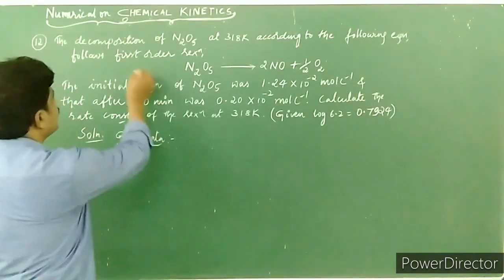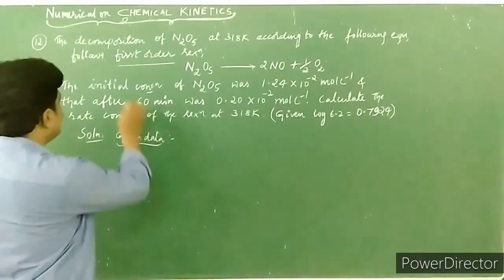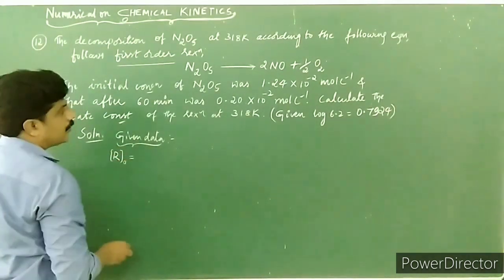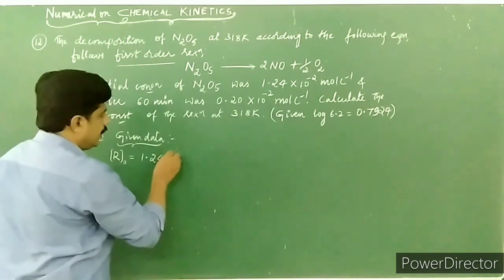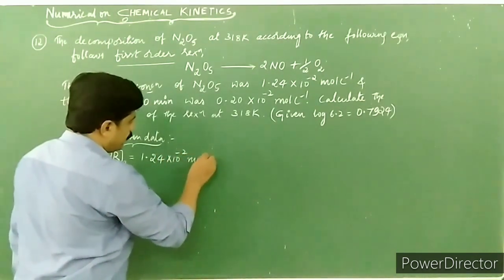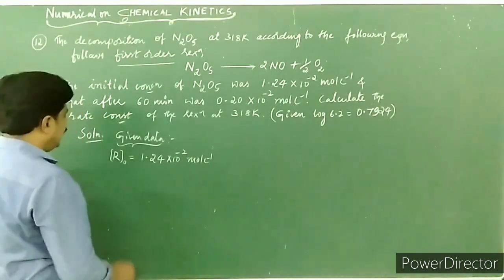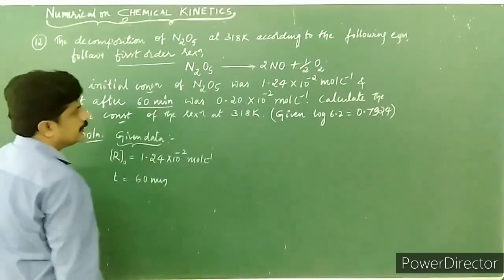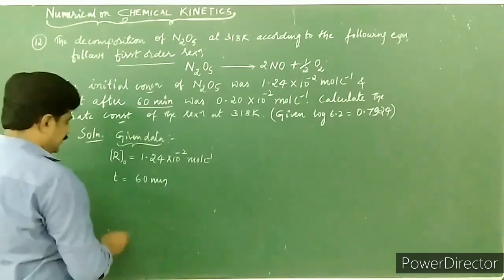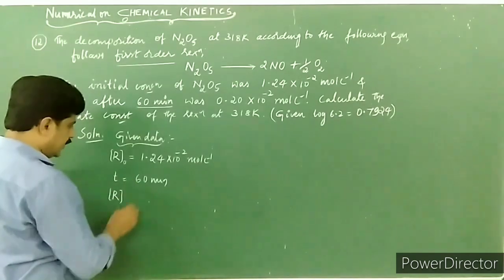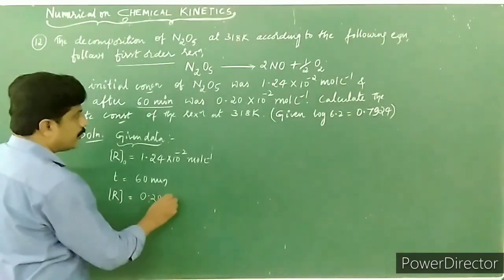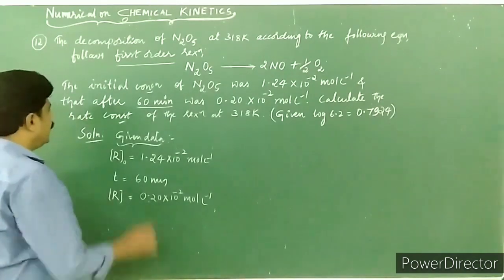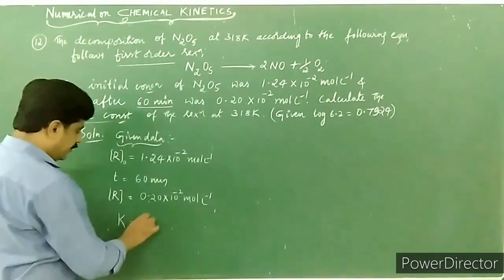What do they say? Yes, it is a first order reaction, is it not? And the initial concentration of N2O5 is given. That means R0 is given. R0 is equal to 1.24 into 10 to the power of minus 2 mole per liter. Is it not? And t is given. How much t? Yes, t is equal to 60 minutes. And after 60 minutes, that means the concentration R is also given, that is equal to 0.20 into 10 to the power of minus 2 mole per liter. Hope you got it. Now what are they asking? They are asking to find out the value of K for this reaction.